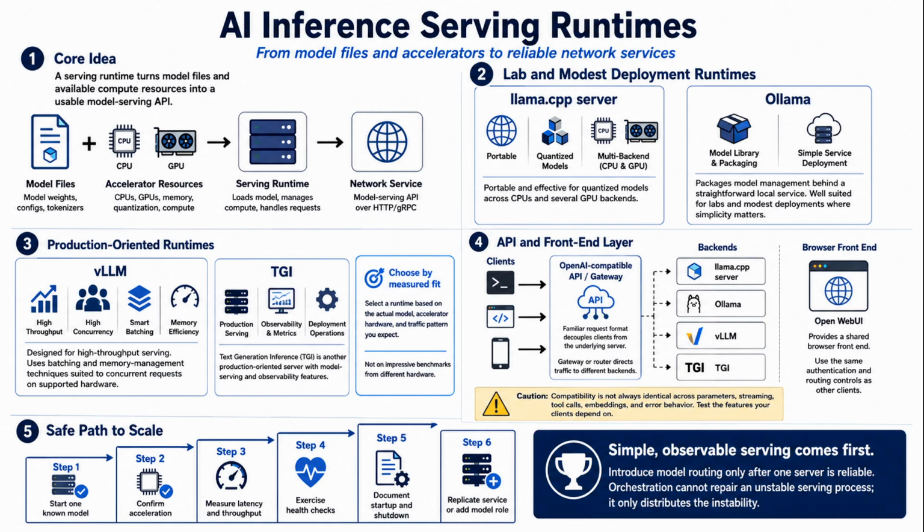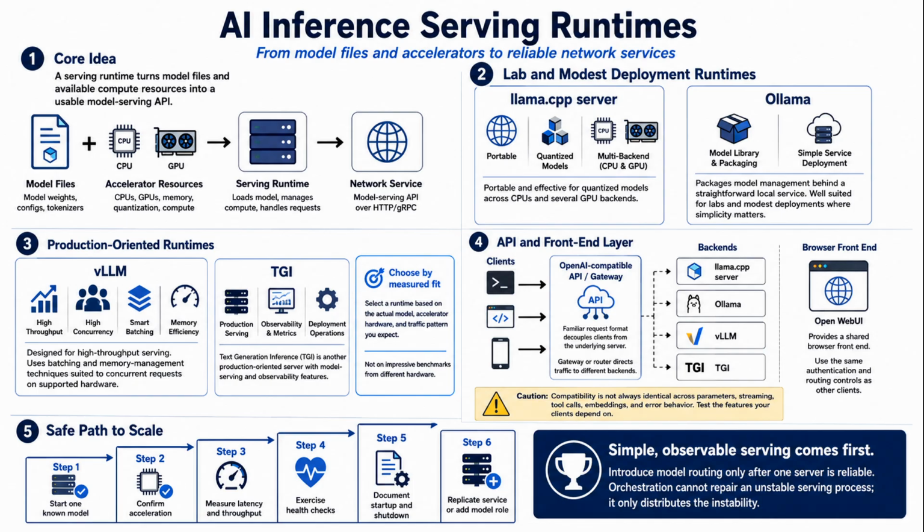vLLM is designed for high-throughput language model serving and includes memory management and batching techniques suited to concurrent requests on supported hardware. Text Generation Inference, often called TGI, is another production-oriented server with model serving and observability features. Their advantages appear only when models, accelerators, and traffic patterns are compatible. Benchmark the actual model and prompt distribution. Do not select a runtime solely from an impressive result produced on different hardware.